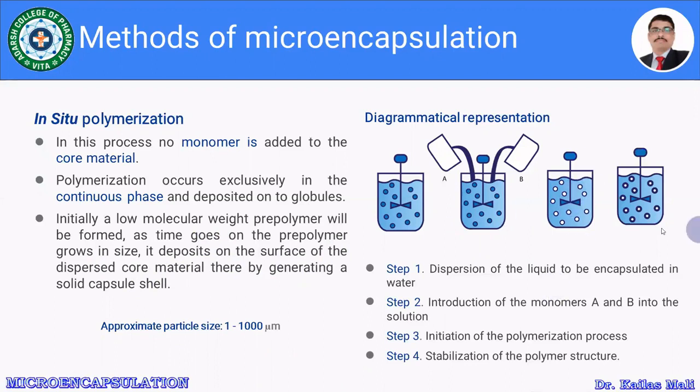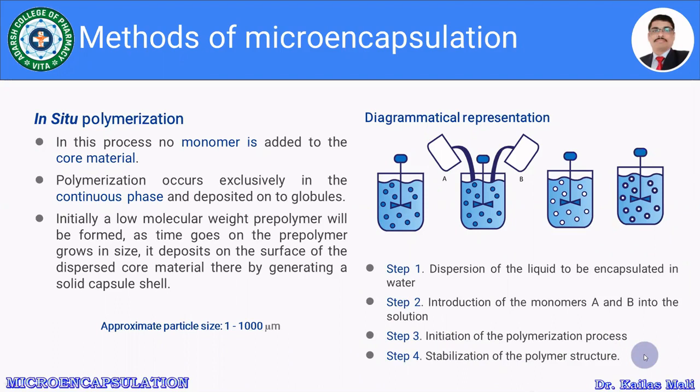So look at the figure. Steps are there. In step 1, dispersion of a liquid to be encapsulated in the water. Step 2, introduction of the monomers A and B into the solution. Then step 3, that is the initiation of the polymerization process by changing the pH, by changing the temperature, or by addition of the catalyst. And in step 4, there is a stabilization of polymer structure. And finally, wash the microcapsules, then dry it.